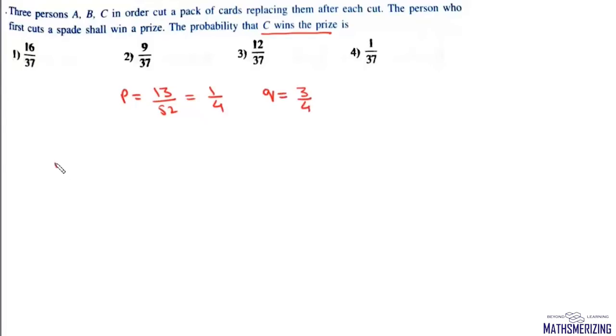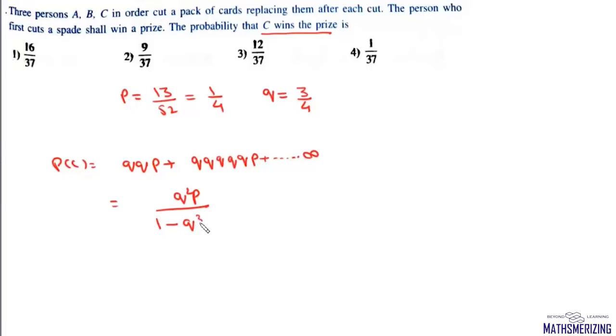Now C is going to win if A doesn't win, B doesn't win, and then C wins, or A doesn't win, B doesn't win, C doesn't win, again A doesn't win, again B doesn't win, then C wins in the next trial, and this sequence will continue up to infinite. Now it is nothing but a GP. So this probability will be q square p upon 1 minus q cube. So that is the required probability.